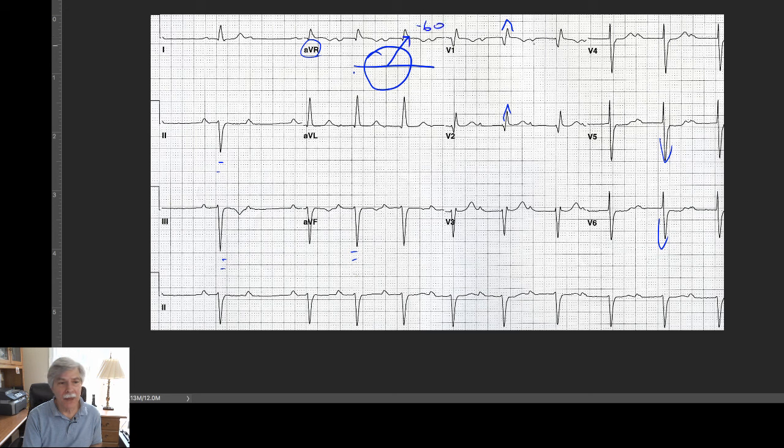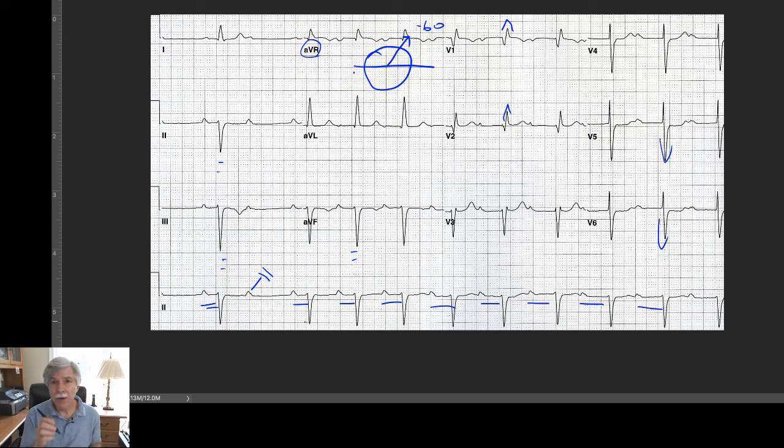So what you have is a kind of an incomplete right bundle branch block with a left anterior hemiblock. But if you look at the PR interval, it's long, and then you actually have a P wave that does not conduct. And then the PR gets shorter again, and then it becomes progressively longer as you go through the tracing. So this is an example of Wenckebach in the setting of bifascicular block.